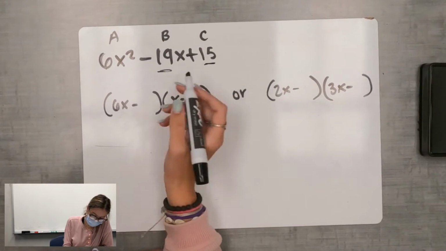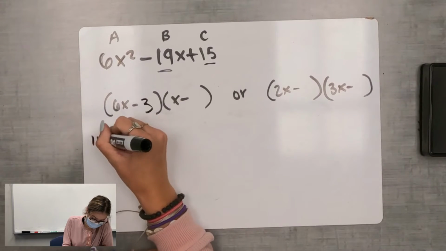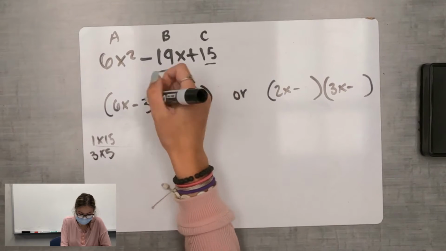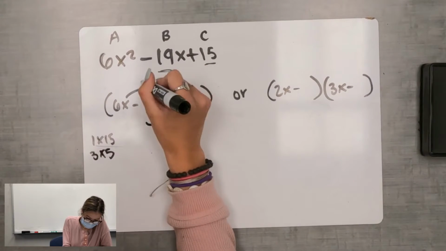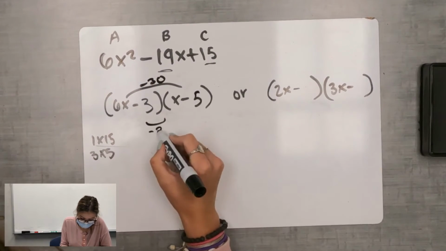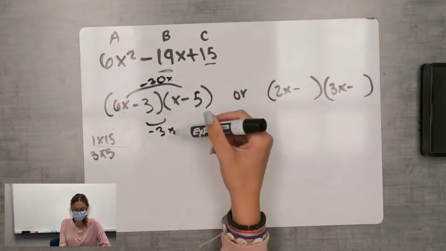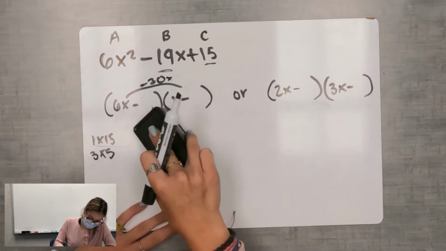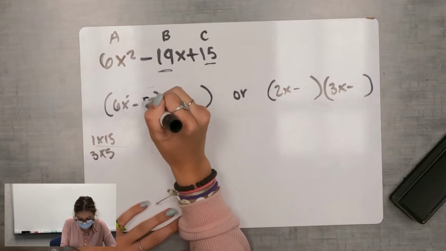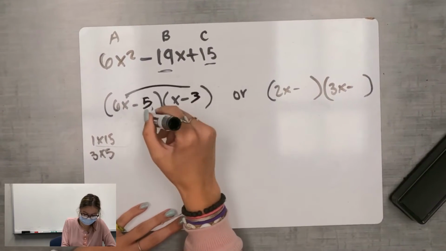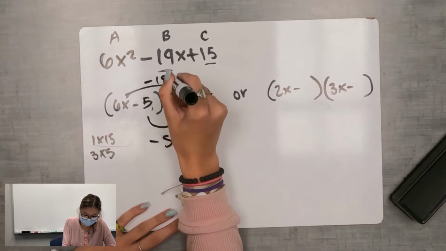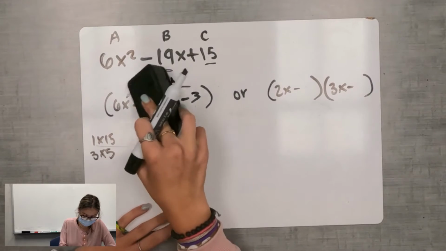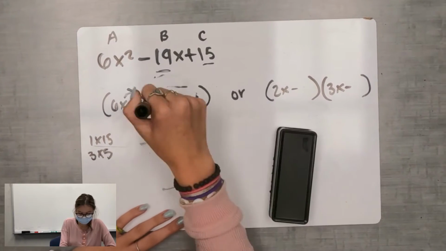So this one would not work because the only way to make 15 is 1 times 15, 3 times 5. So this would not work because that equals negative 30 and this is negative 3x. So this would not be able to equal negative 19. And then if you switch them, it still would not work because it's just negative 5x. Negative 18x still does not equal negative 19, and 1 and 15 would not work just because it's way too big. So this just does not work.